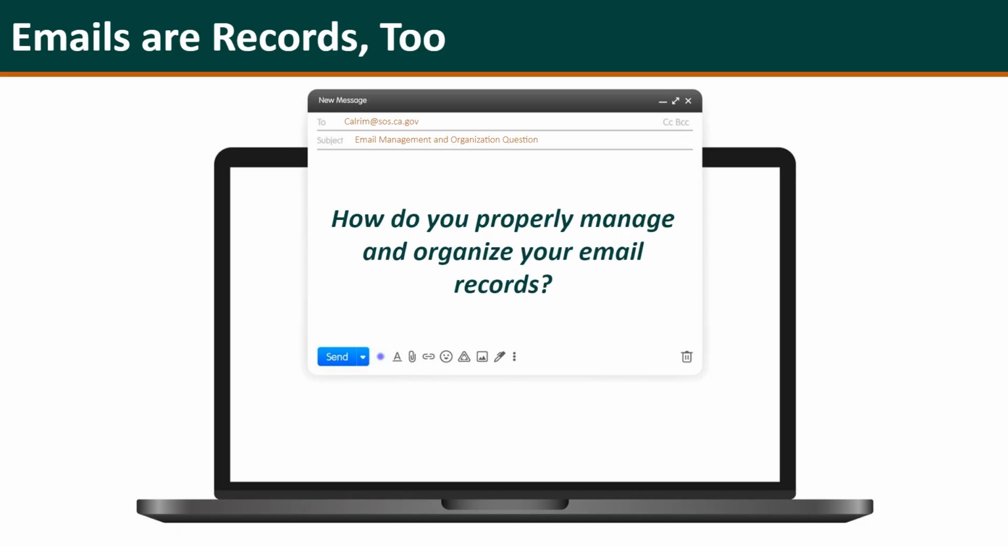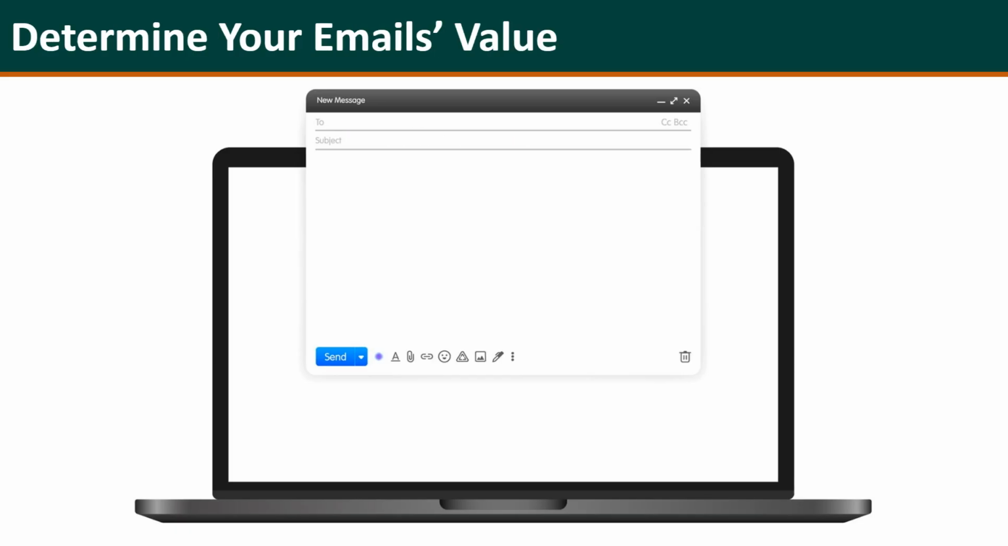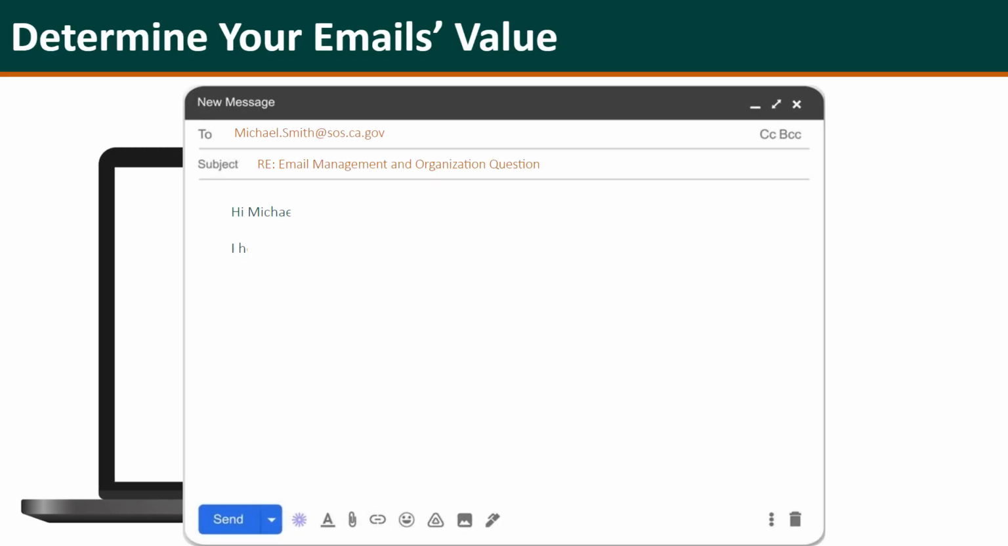But how do you properly manage and organize your email records? This is something that many agencies and their staff don't think about. So we're going to go over some email management best practices next. Remember, emails are a type of electronic record. When determining how long to keep emails, consider their content and what function is being performed. Not all email records will have the same retention period because their content and function are not all the same.